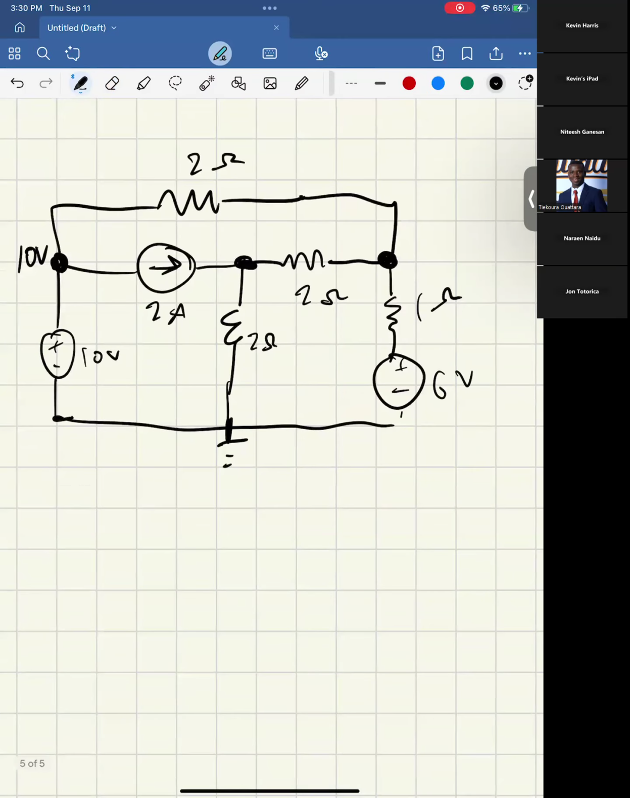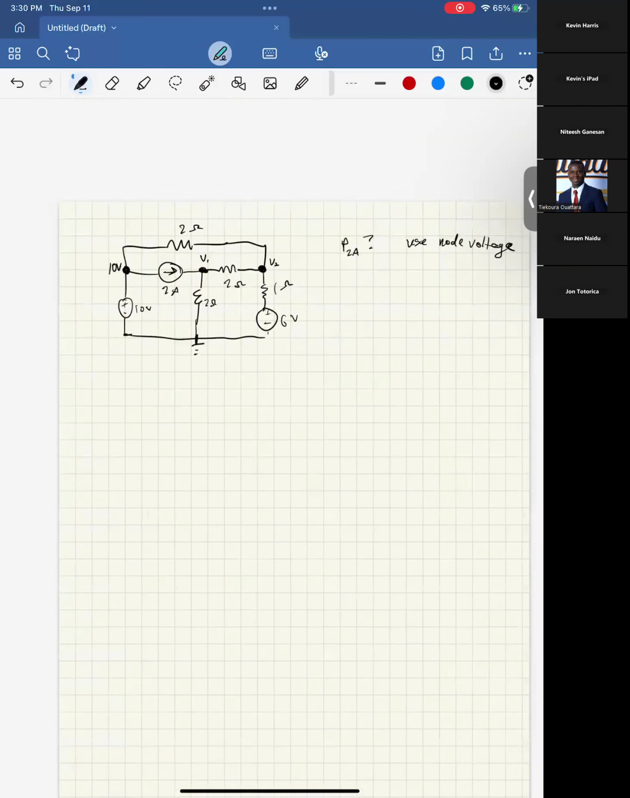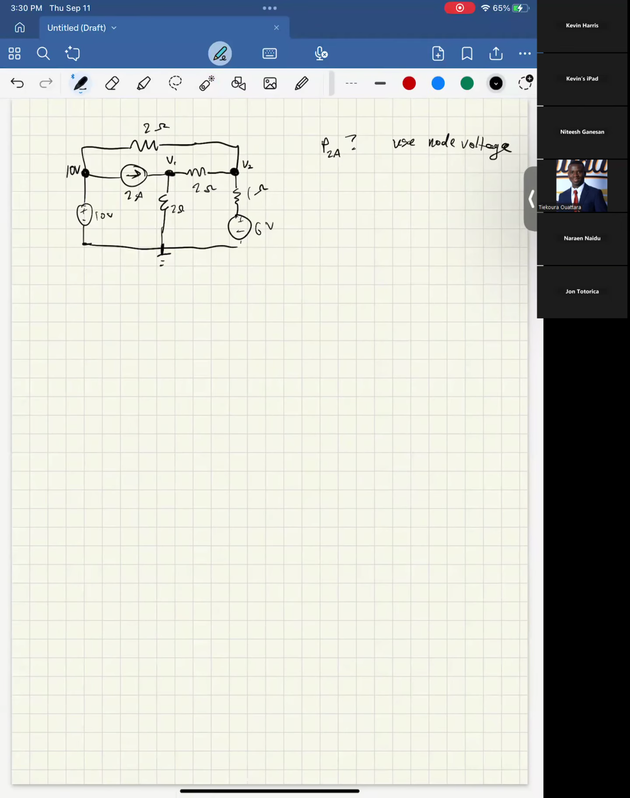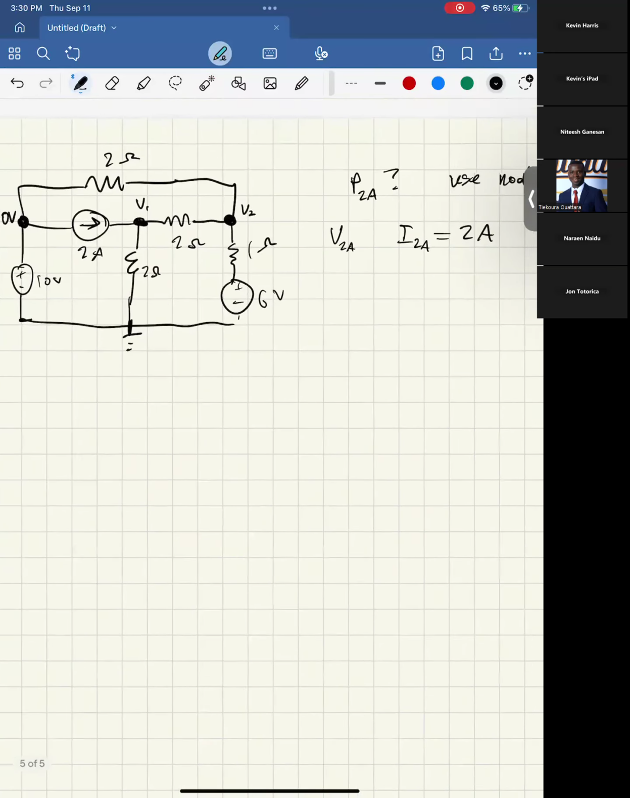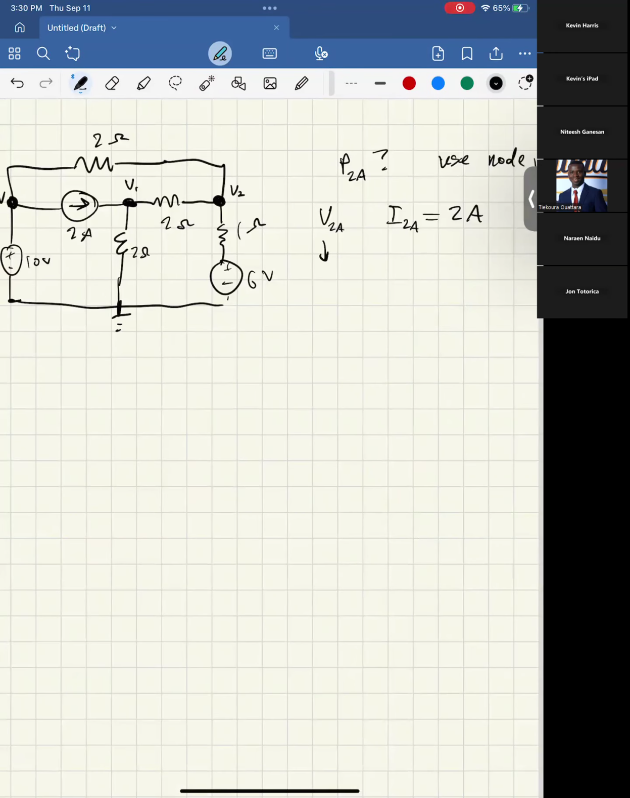Anyway, we've labeled that one. This one we don't know anything about, it's V1. This one we don't know anything about, it's V2. And again, our goal is to find the power of that 2 amp current source. That tells us that we need the voltage of the 2 amp current source and the current of the 2 amp current source. Of course, the current is going to be 2 amps because it's a current source, but we need to find that voltage. Before I get into actually solving it, let's define what that voltage would be.